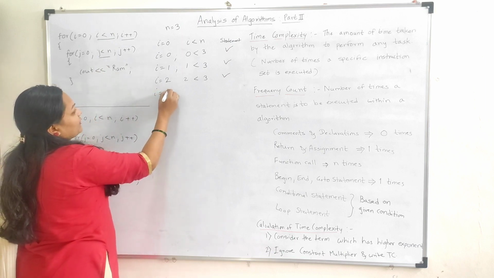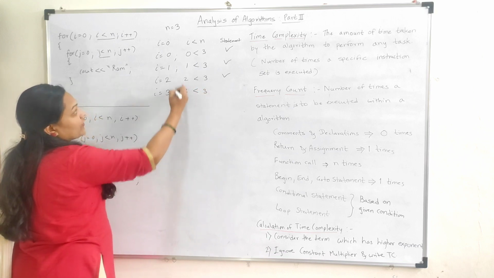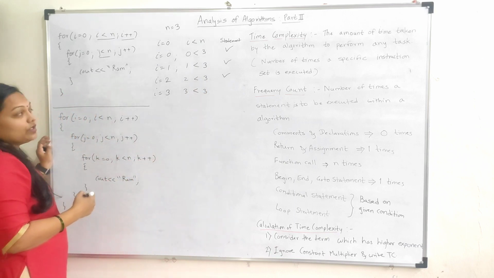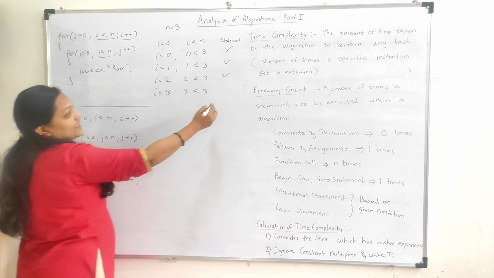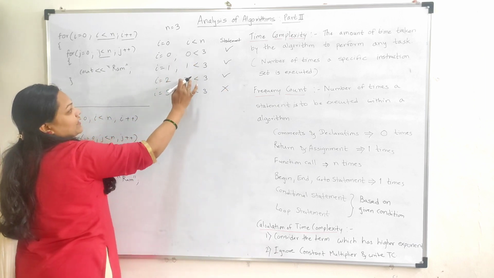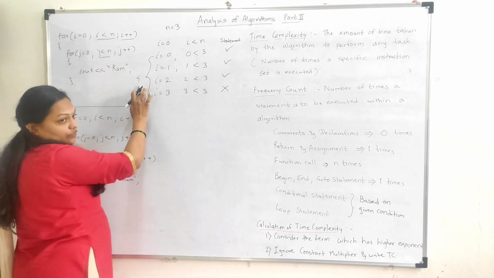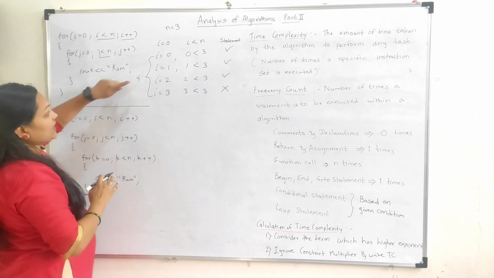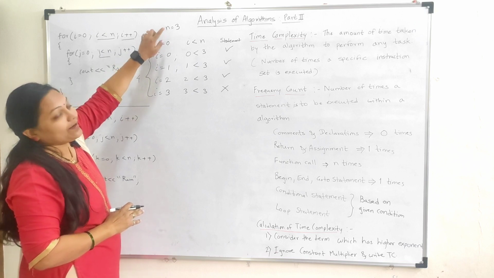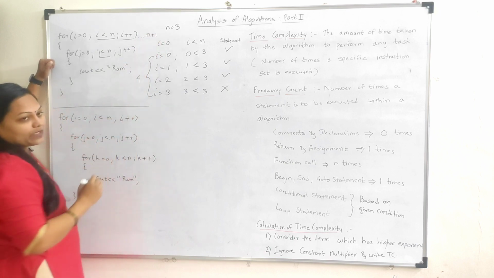Now the value of i will be 3. So is 3 less than 3? The value of i is 3, the value of n is 3. Is 3 less than 3? No. So the statements written inside of the for loop will not execute. This means this condition will execute 4 times. In a generalized way, it will execute 3 plus 1 times. How many times will it execute? n plus 1 times.